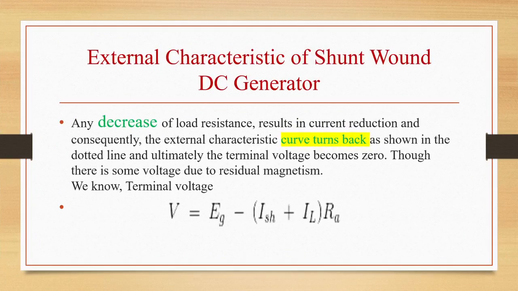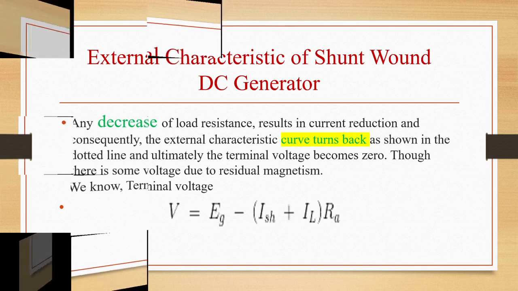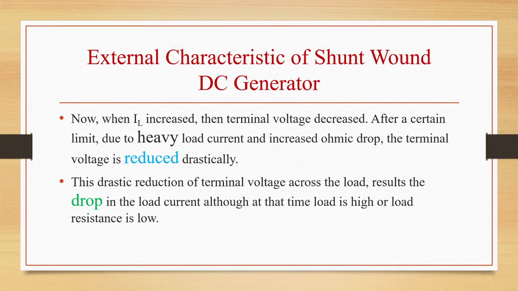Reversal in the characteristics. So any decrease of load resistance will result in current reduction, and consequently the external characteristic curve will turn back. As we have seen in the figure, it is shown by the dotted line, and ultimately the terminal voltage will become 0. Though there is some voltage due to residual magnetism, now the terminal voltage will be equal to Eg minus (ISH plus IL) into Ra. So when IL is increased, then terminal voltage will be decreased.